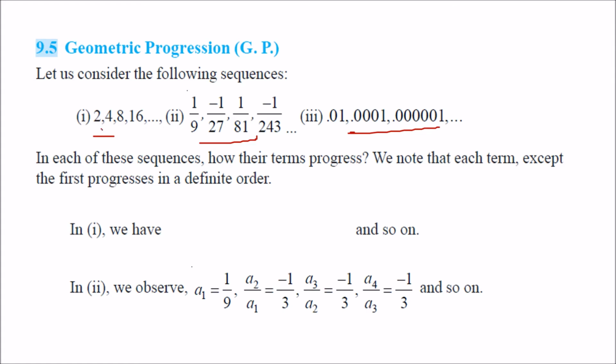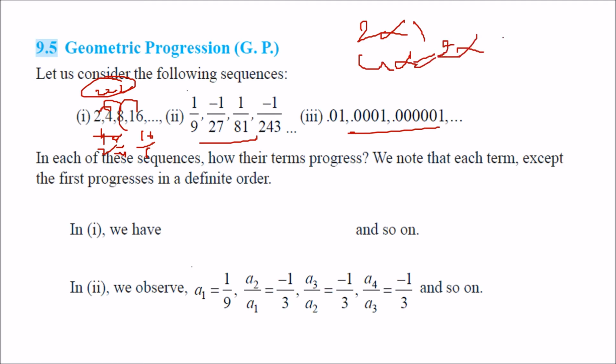So if we divide this 4 by 2, this one by this one, this one by this one, that is 8 by 4, 16 by 8, you always get 2, 2, 2. So there is a common value. 2 can be written as 2 into 1, 4 can be written as 2 into 2, then 8 is 4 into 2, like this. So every time you have this 2 common.